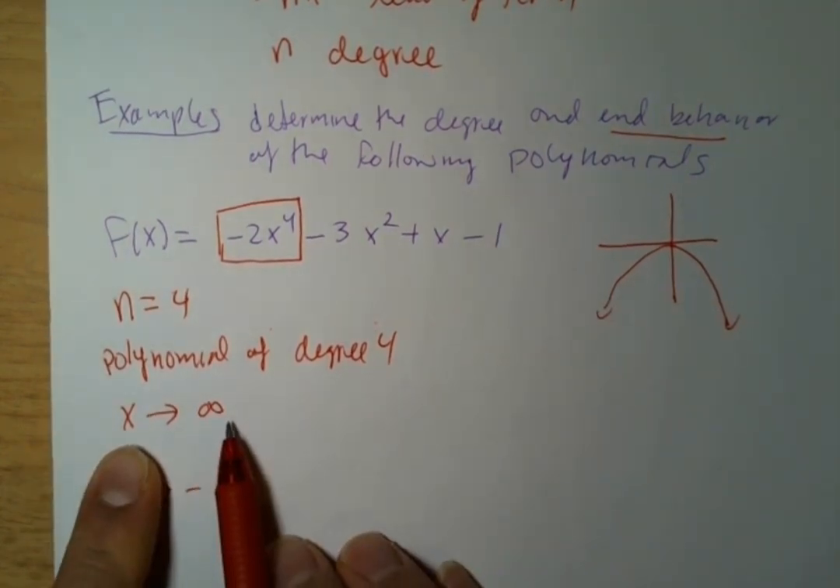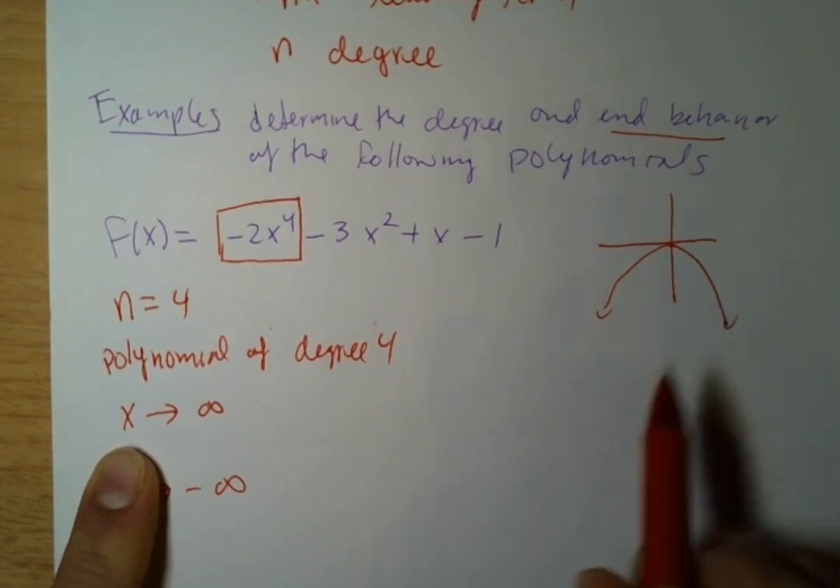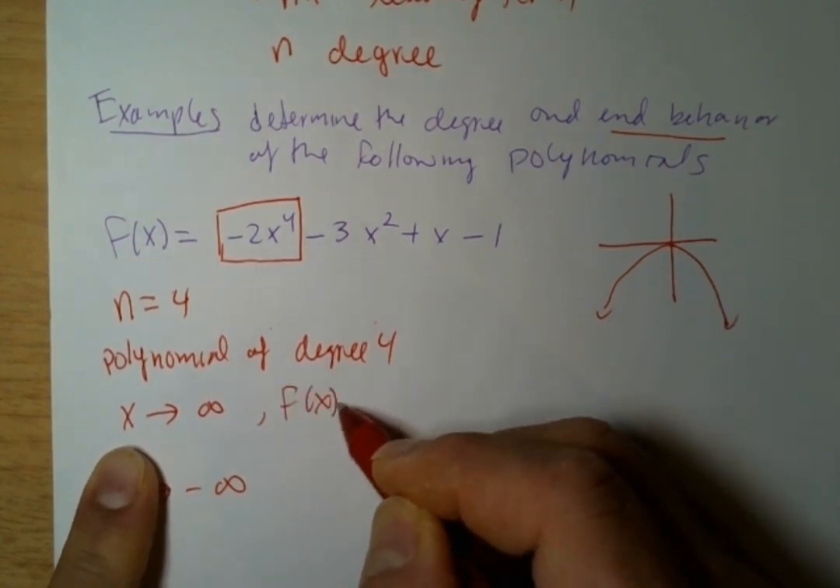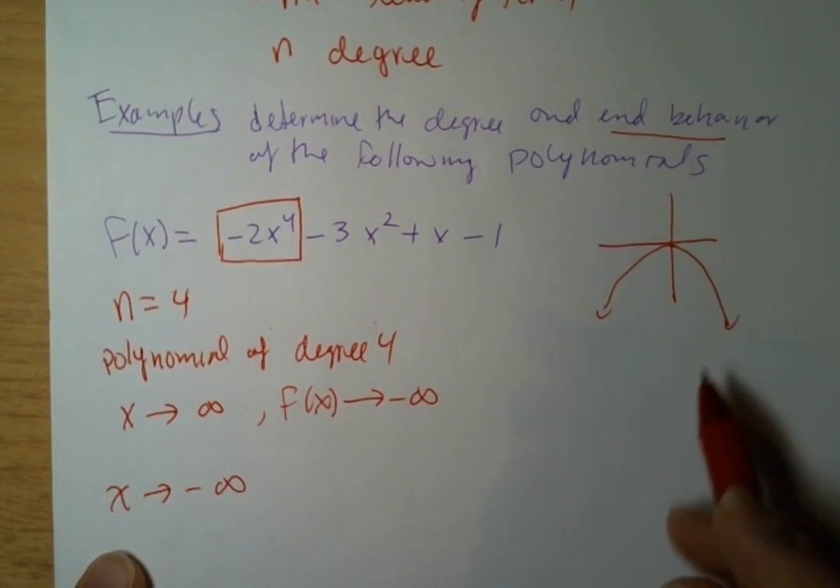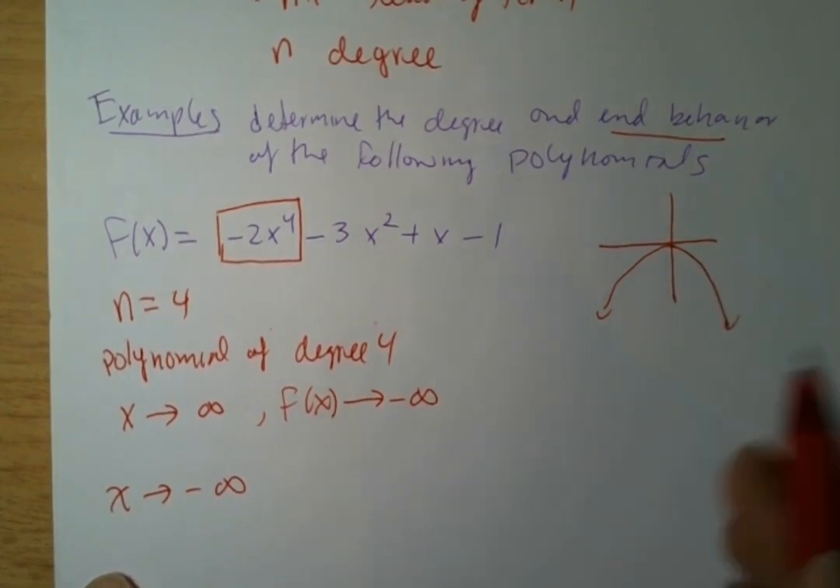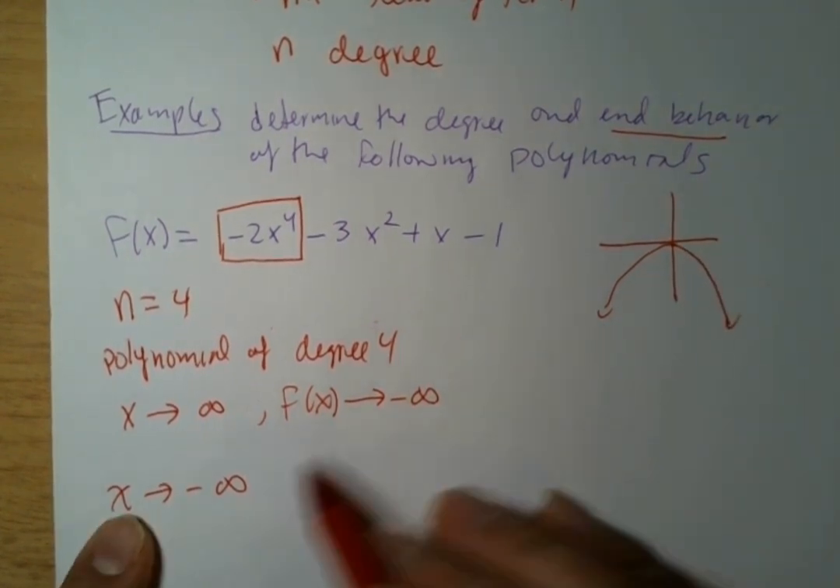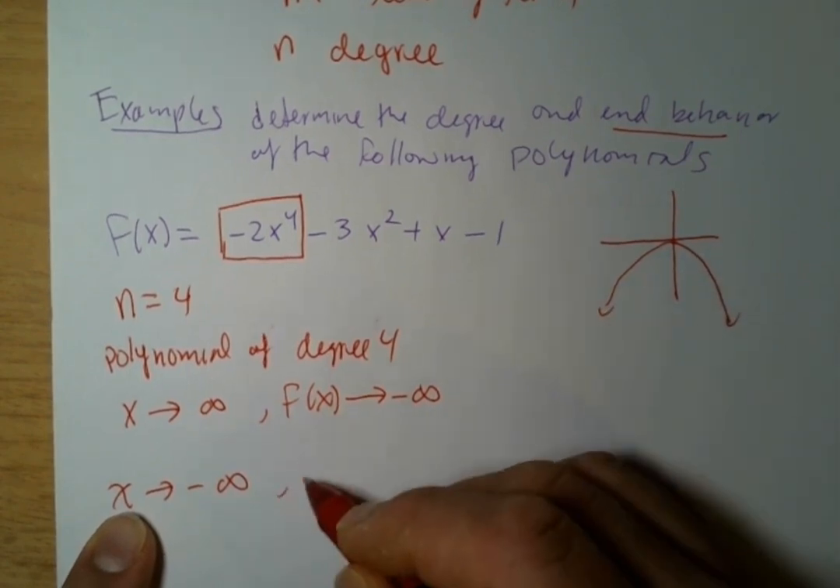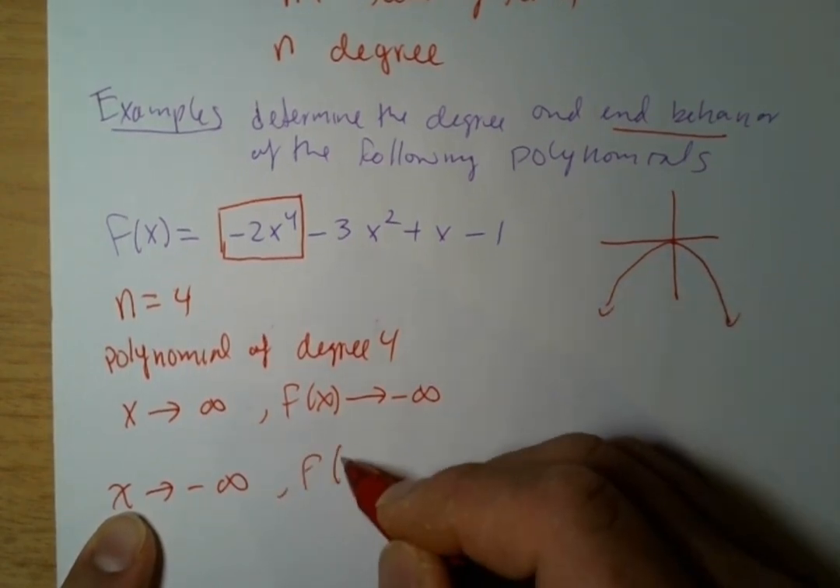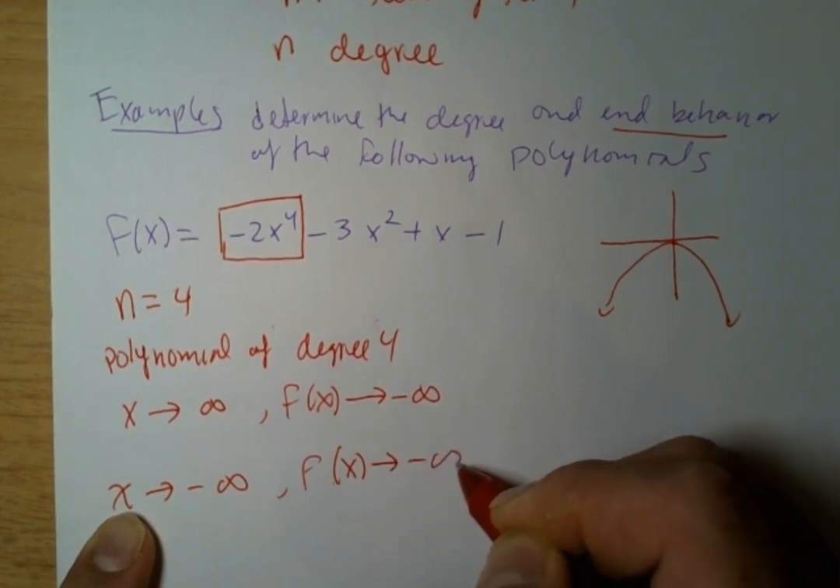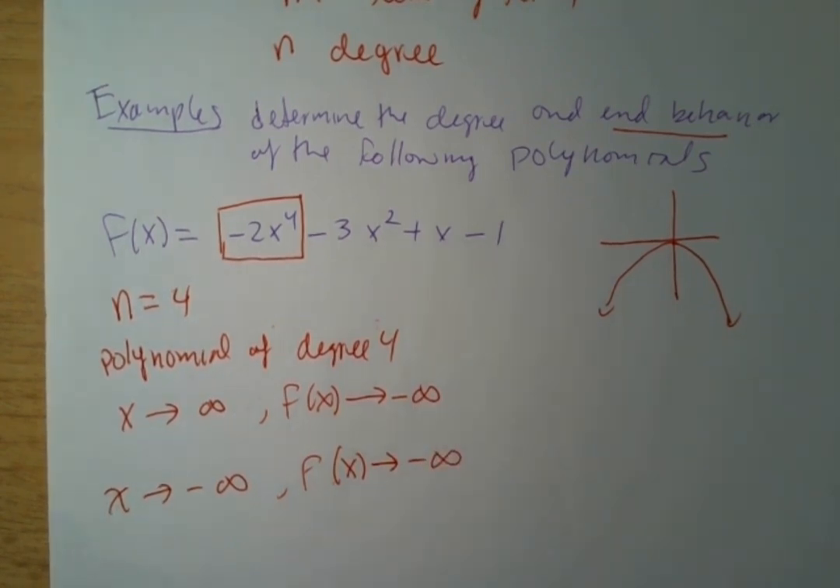So what we can see here for the end behavior is, as x goes to infinity, f of x goes to negative infinity. Now as x goes to negative infinity, the function values get more and more negative as well, so f of x also goes to negative infinity. And that's how we identify the end behavior. The leading term is what's going to give us the end behavior.